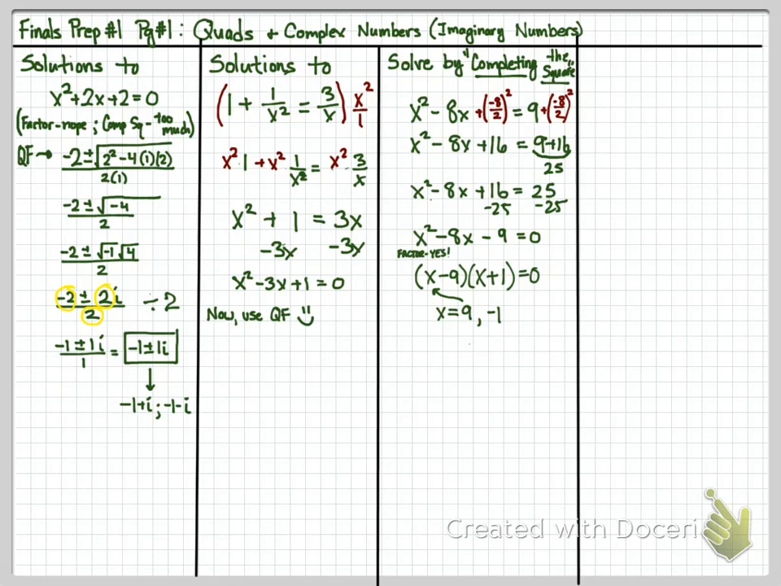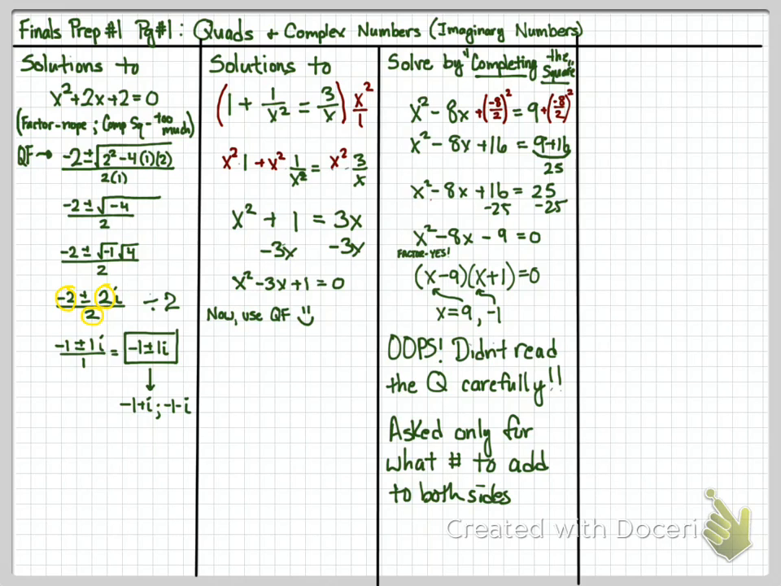But in doing this, I totally didn't read the question carefully, like I've been telling you all year long. The question doesn't say to solve it. The question just says find the number to add to both sides. Bam, the 16. So that's the answer to this question.